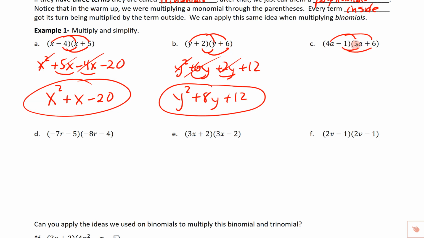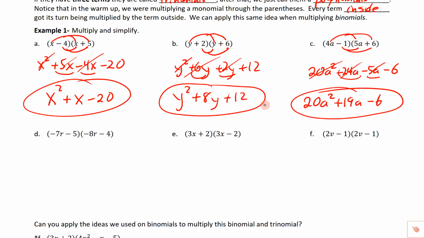So we're going to go 4a times 5a. That's going to be 20, a times a is a squared. 4a times 6, that's going to be 24a. Then negative 1 times 5a, that's negative 5a, and negative 1 times 6 is going to be negative 6. Again, like we've seen before, and these are relatively simple to start off with, you'll notice that we've got some like terms here again. There's only one a squared term, it's the 20. We put the two of these together, we get 19a, and then we've got that constant on the end of 6. We go ahead and circle that and we're done.